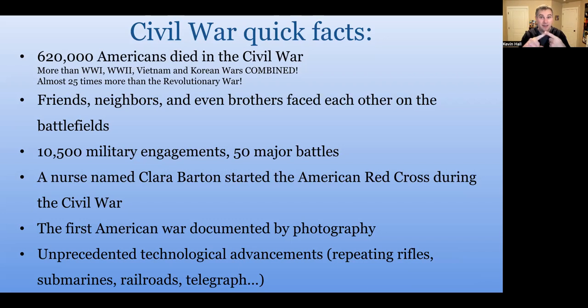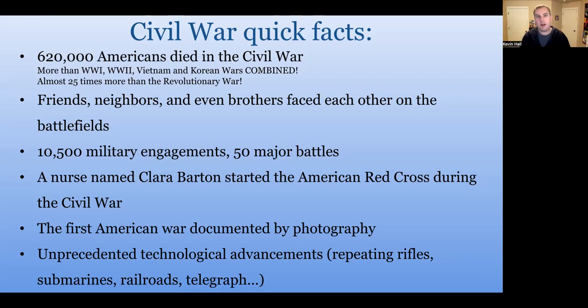Submarines were invented and created during the Civil War, as well as ships made of iron instead of wood, right? We've got railroads, which already existed. However, we started using railroads so much more during the Civil War in order to transport soldiers and supplies to and from different battlefields. So the Civil War really brought about the advancement of railroads.